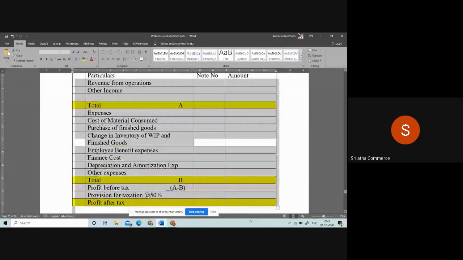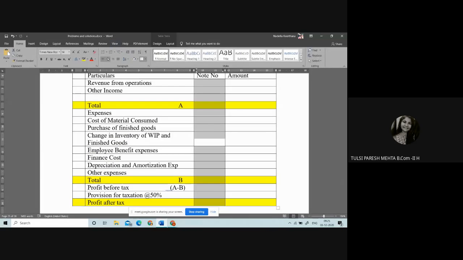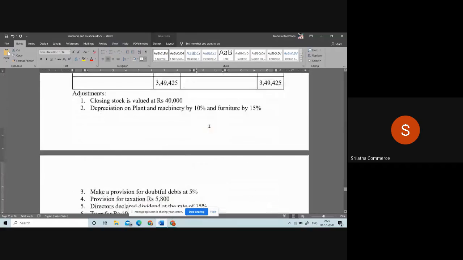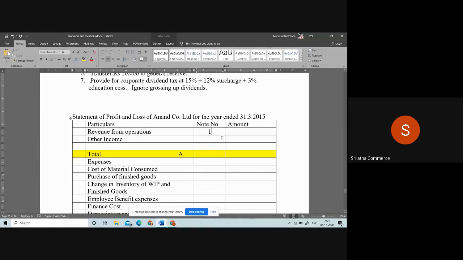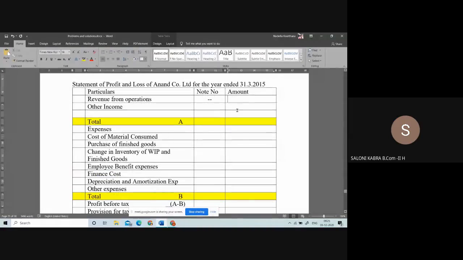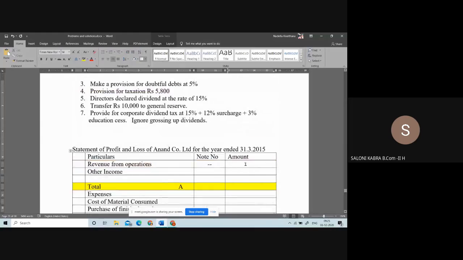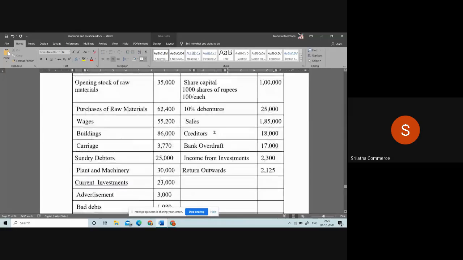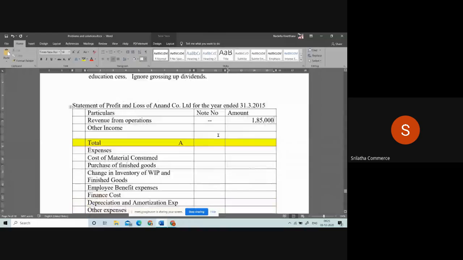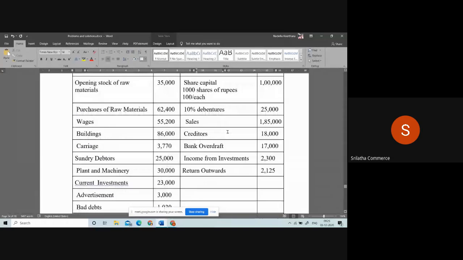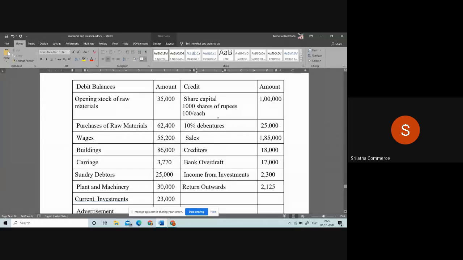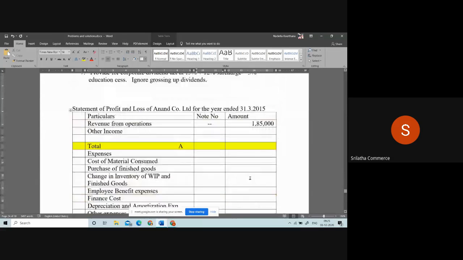So what is your revenue from operations? Sales is how much? 1,85,000. Then next after sales, we have other income. Are we having any other points? No, only income from investments. So directly we'll take it. I think you get confused.